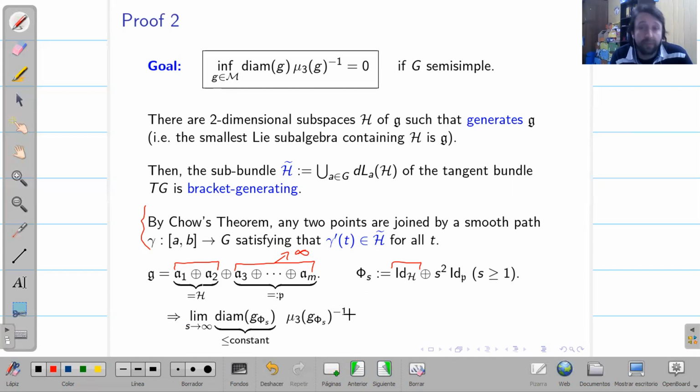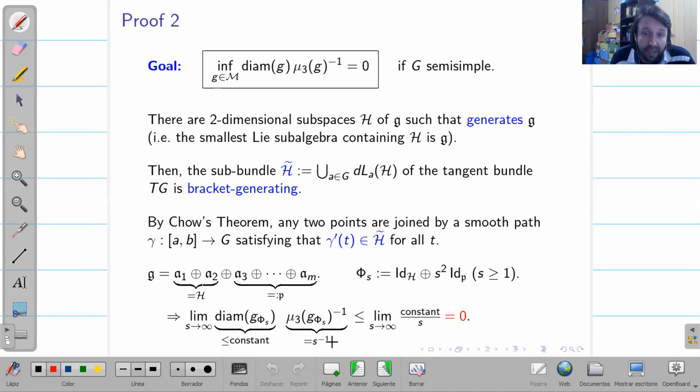We don't know the constant, but there is such a number. And this number is the third eigenvalue. Well, the first eigenvalue is 1, the second 1, because this is one dimension. But this third eigenvalue is s squared. And remember mu3 is s, the square root of this number. So this is s, the reciprocal of s, and this limit is of course 0, as we wanted.